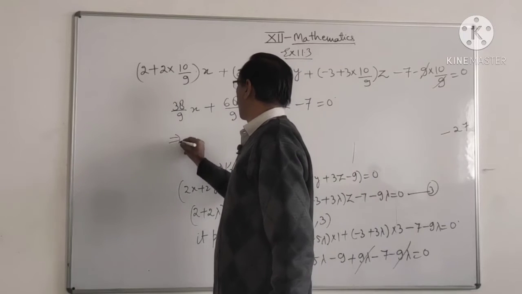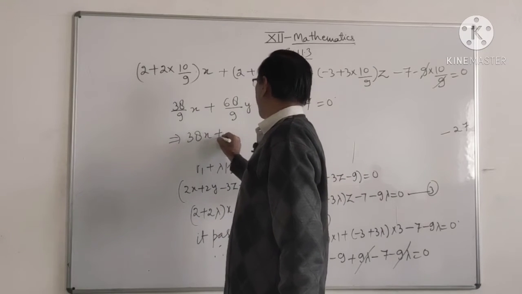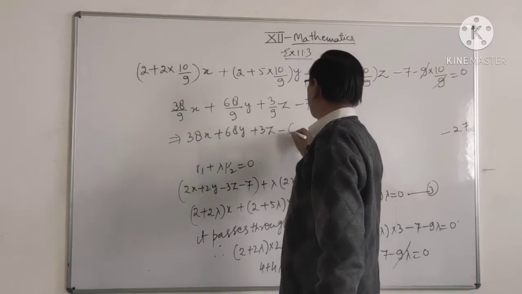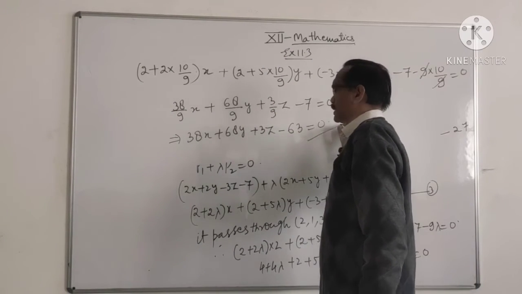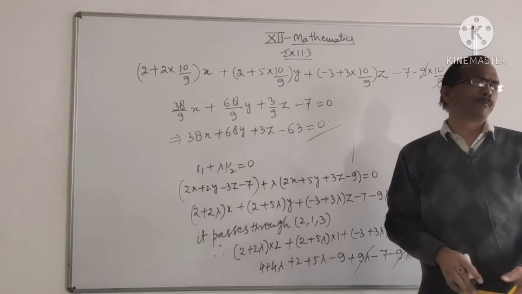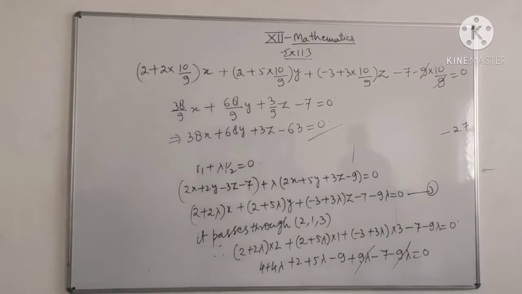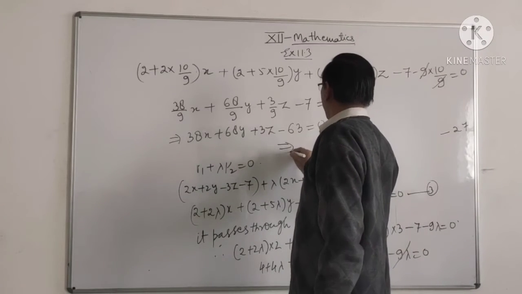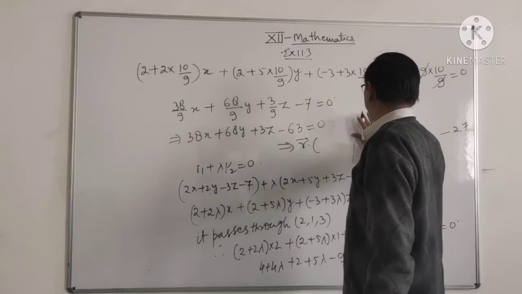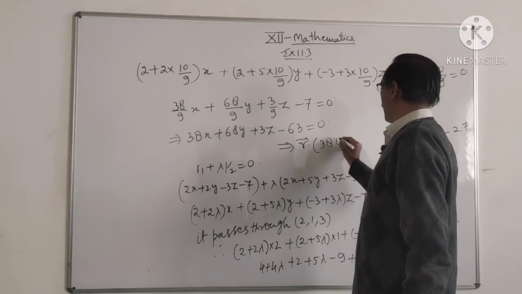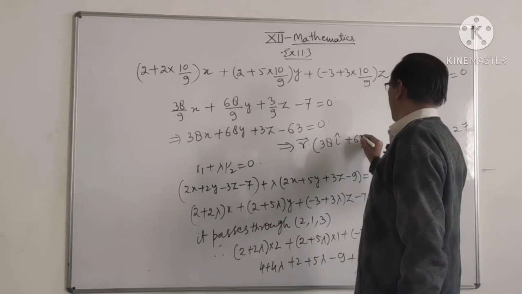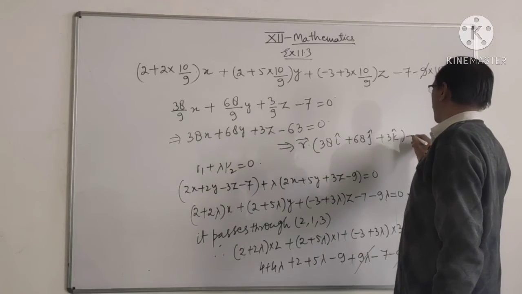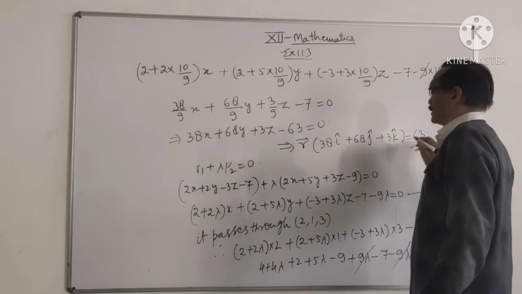Or it is 38x plus 68y plus 3z minus 63 equal to 0. Which is the required equation of the plane. Or its vector form is r vector dot 38i cap 68j cap plus 3k cap equal to 63. It is the vector form.